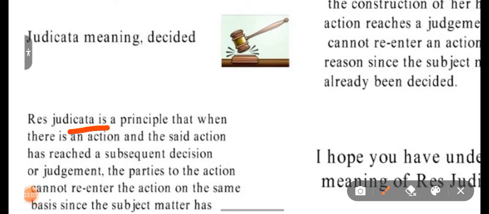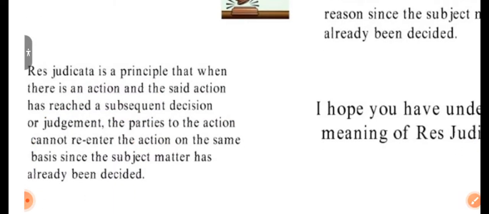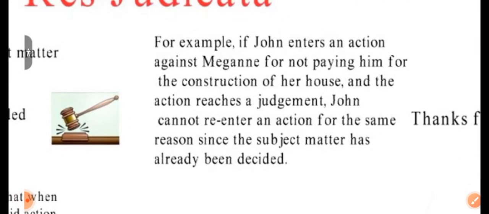Res judicata is a principle that when there is an action and the said action has reached a subsequent decision or judgment, the parties to the action cannot re-enter the action on the same basis since the subject matter has already been decided. So you cannot petition to the court on the same subject matter on the same terms because the case has already been decided. You cannot go to the court again and say that okay, you have to decide it this way or that way. So that's not going to happen, because this will open the floodgates of litigation in the courts, and those deserving more time from the courts will not get the time.